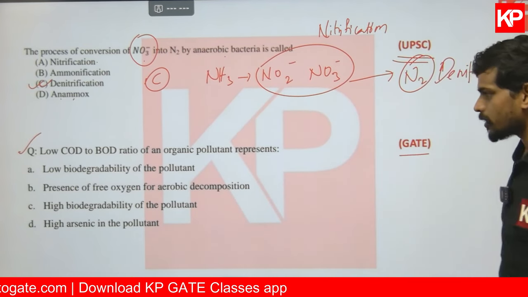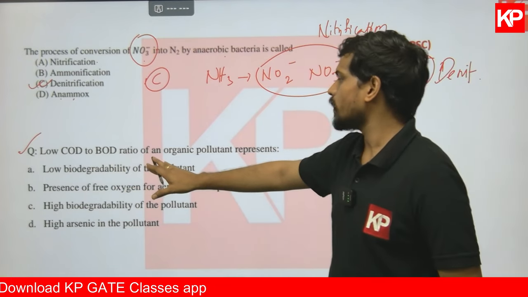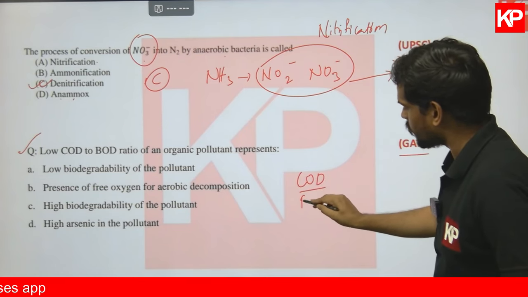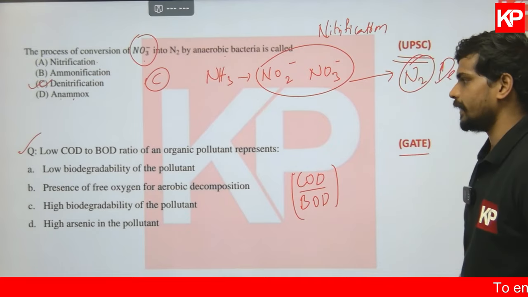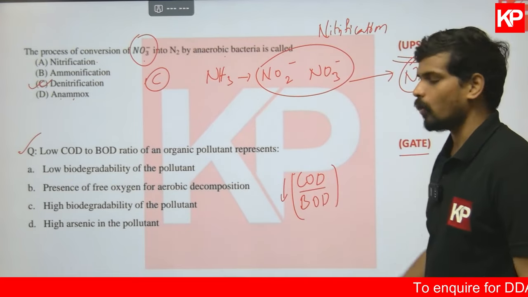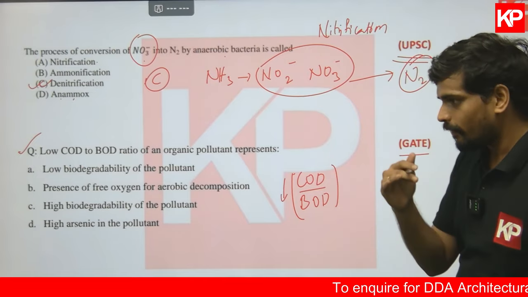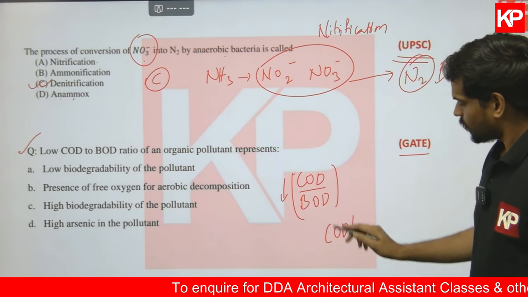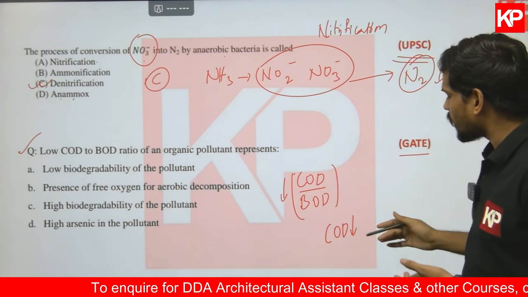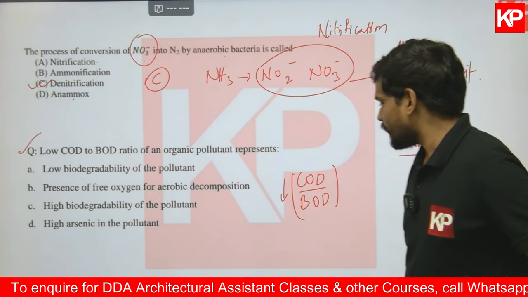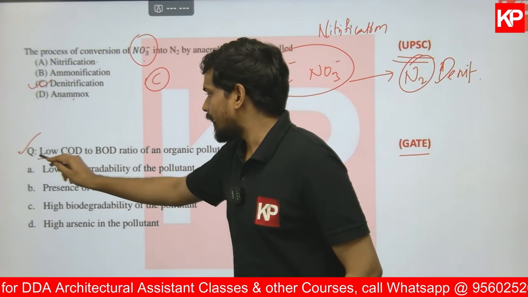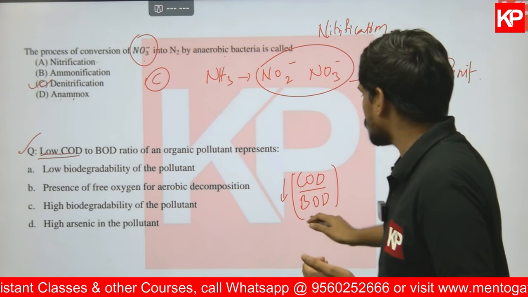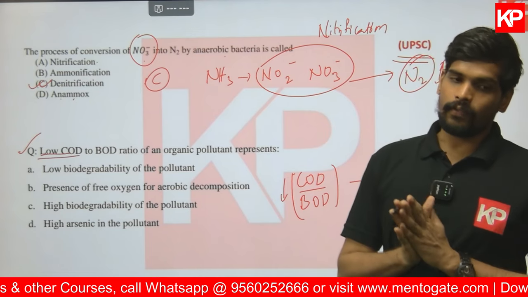Next, last question. This is a past GATE examination question of architecture and planning. Low COD to BOD ratio of organic pollutants represents what? They are talking about the COD to BOD ratio, not BOD to COD, so look at the ratio carefully. Low COD to BOD ratio means the numerator is lower, COD is less. It doesn't mean COD is actually less than BOD; they're talking about a lower ratio. If the chemical oxygen demand is reducing and coming close to BOD, think of it in these terms.